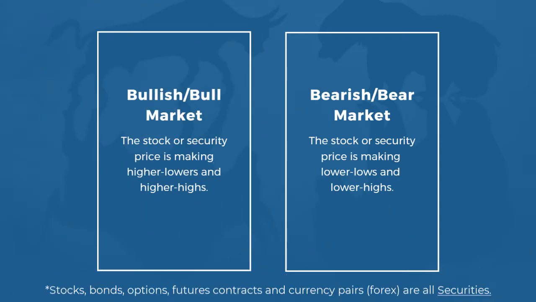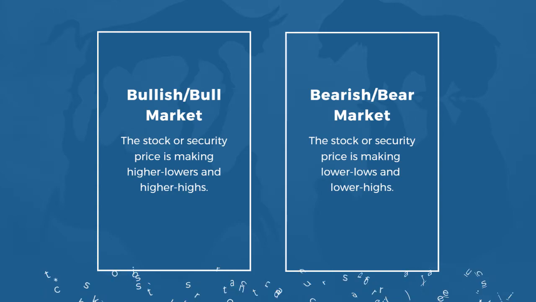Quick note, a security can be any financial instrument. For example, stocks, options, the futures market, the forex market, etc. Let's head over to a candlestick chart to take a look at a few examples.